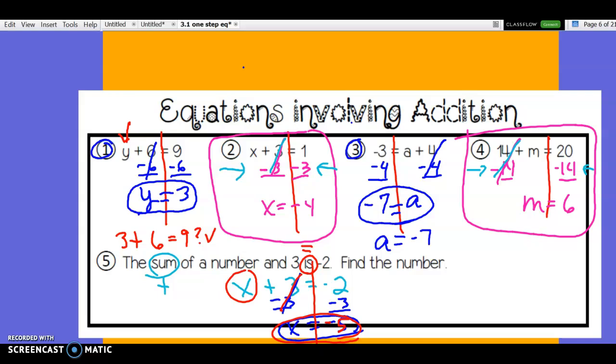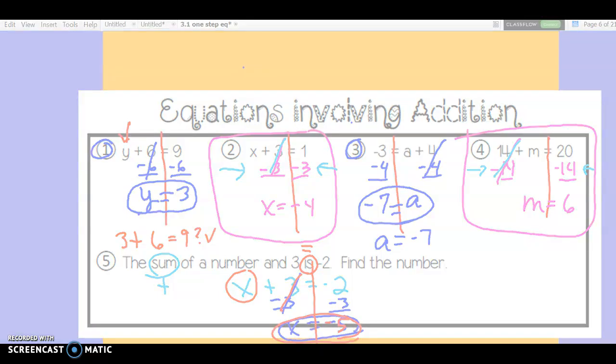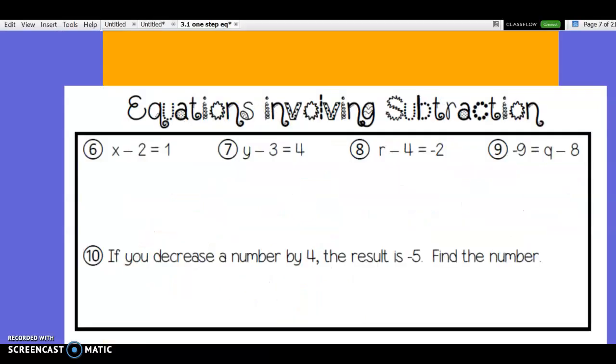Now let's look at some equations that involve subtraction. And again, please keep taking notes in your yellow packet. All right, all of these equations involve subtraction. What is the opposite of subtraction? The opposite of subtraction is addition. So on these problems today, what we're going to be doing is adding.